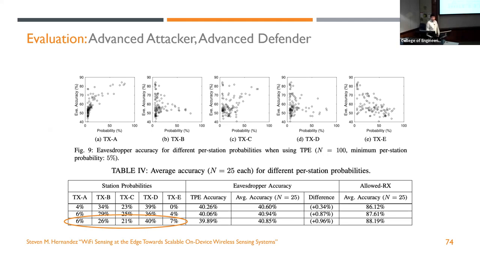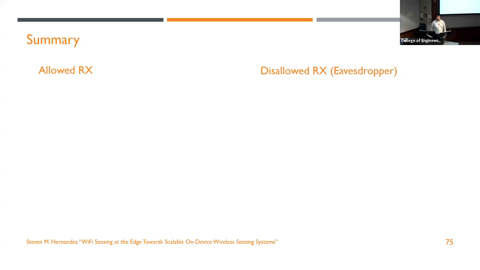We select a station probability for TXA, the TXA antenna, 6%, TXB at 26%, and so on and so forth. And for the eavesdropper, the accuracy ends up at 40.85%. Compare that to the allowed Rx, it achieves 88.19%. So when we compare these two, for the allowed Rx, we find that sensing is possible and it's also improved.